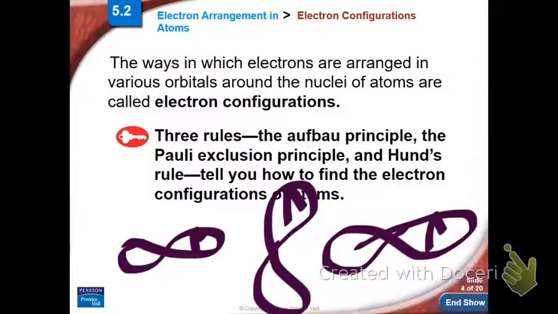And you got to keep in mind why it would do that. Electrons are negatively charged. They don't want to be together if they can help it. Like charges repel each other. So the farther away from each other they can stay, the better they like it.